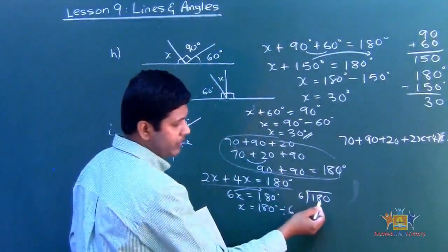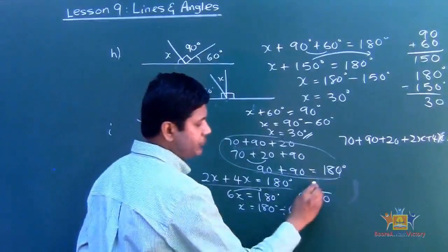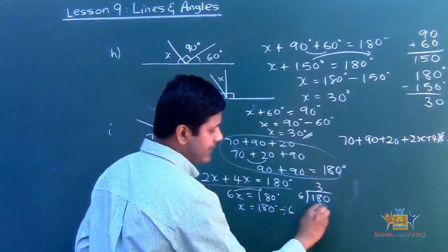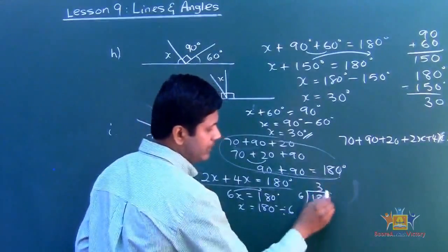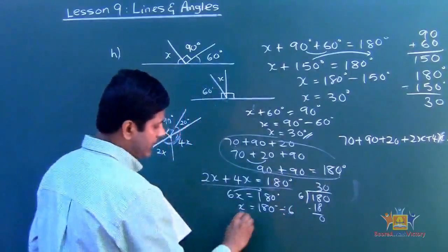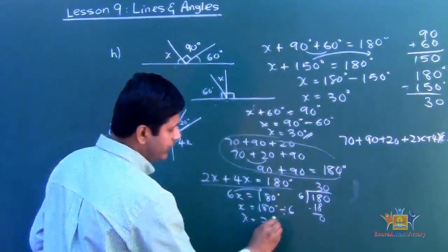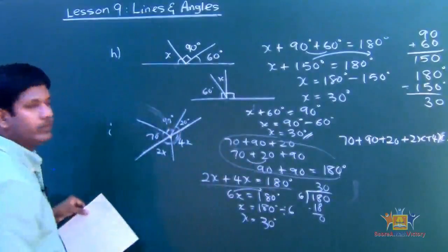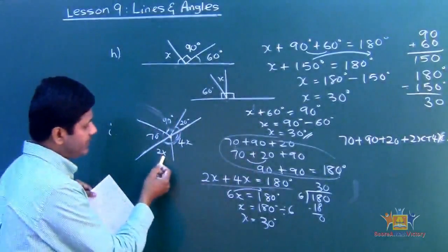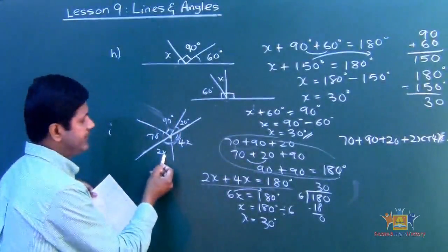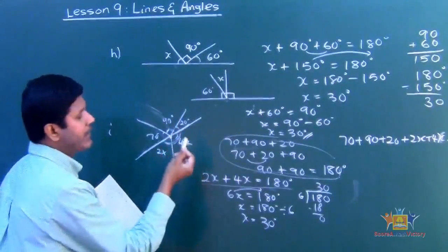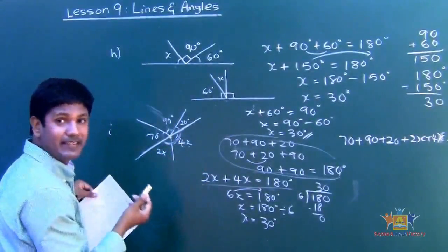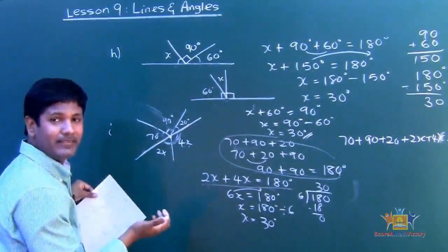In 1, I cannot go to the next one. 18, how many 6s? 3. 3 times 6 is 18. Minus, gives me 0. That means I can bring the 0 up. Okay, so x equals 30 degrees. So that means I can find what this angle will be. 2 times 30, which will be 60. This angle will be 4 times 30, which is 120. See that? Pretty easy, isn't it?